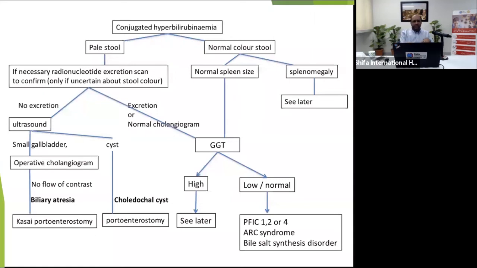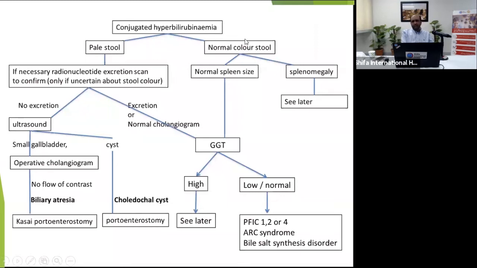And then you will get the help of the HIDA scan. You will do the ultrasound, see the small gallbladder, or you will see the cyst. If you see the small gallbladder and HIDA scan is suggestive, then you can go straight away, plus minus an operative cholangiogram, to do the Kasai procedure. However, if there is a cyst that you can make a diagnosis of choledochal cyst, that will end up in a portoenterostomy.